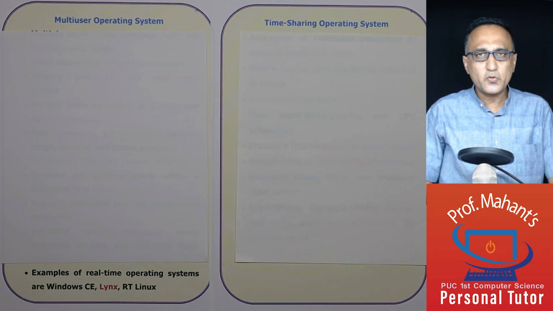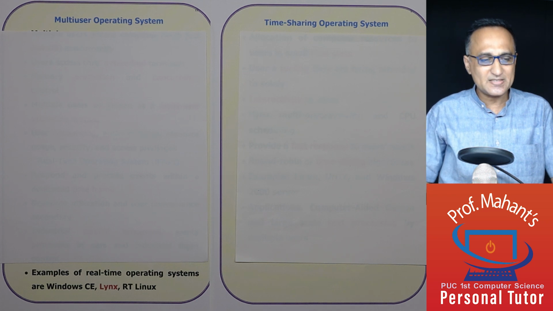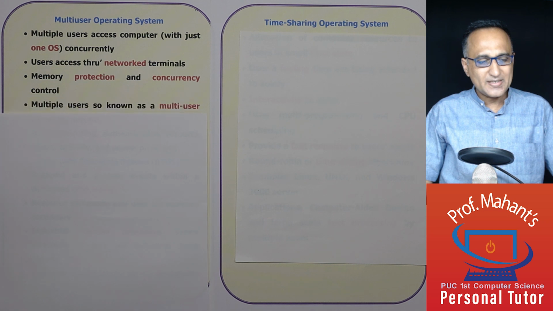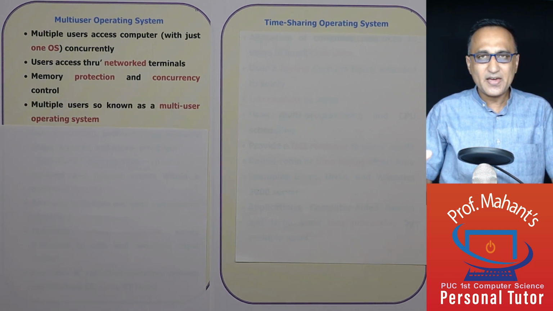We are going to continue discussing different types of operating systems, or different features of operating systems. The first type of operating system I'm going to talk about is the multi-user operating system. Let us say we have a single computer, and to that single computer a number of users are connected. The users are generally connected to such a computer via a dumb terminal. A dumb terminal just has a keyboard and monitor.